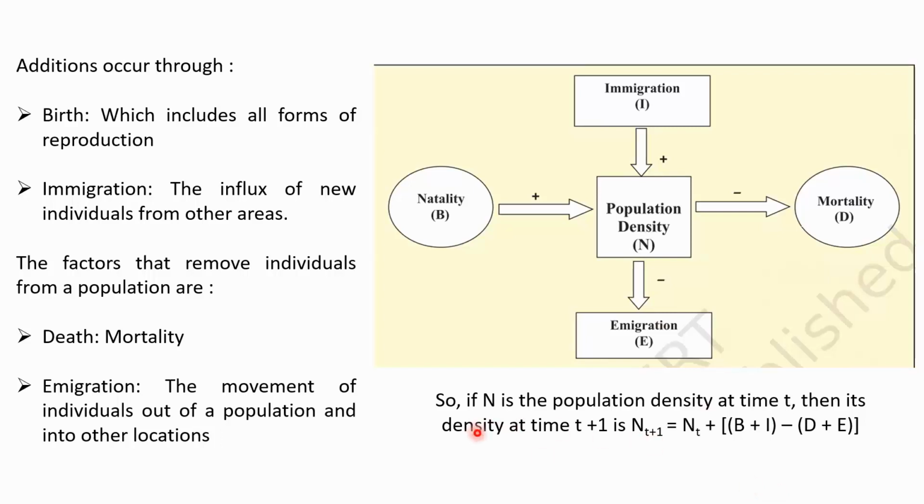So this is how we can define the population density at different time points by knowing the birth rate, death rate, the number of individuals that have migrated into the population and the number of individuals that have migrated out of the population.